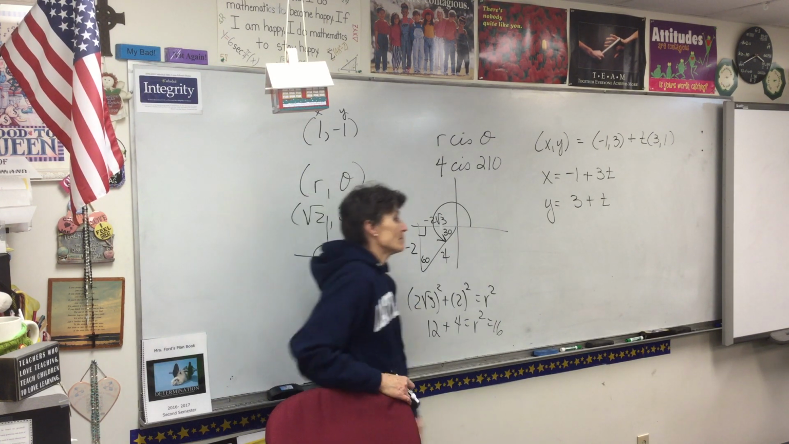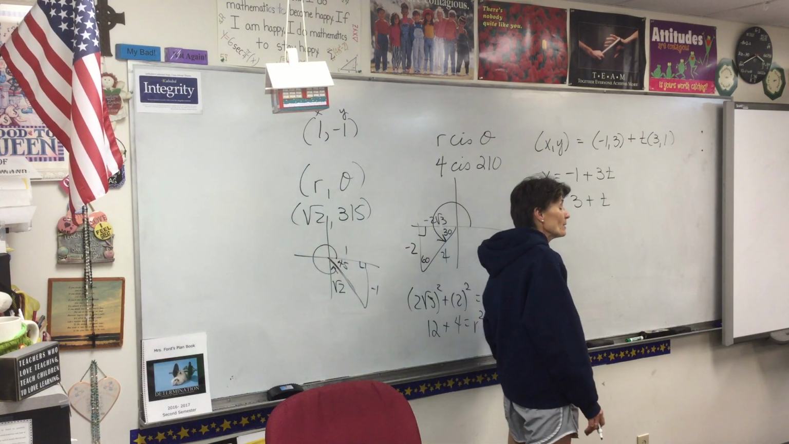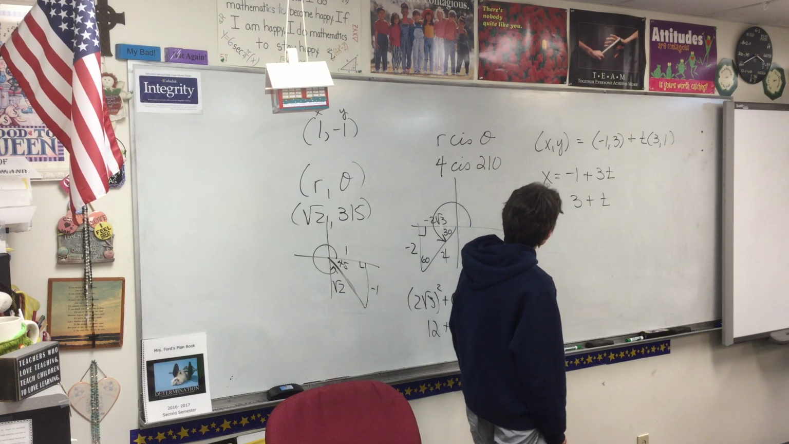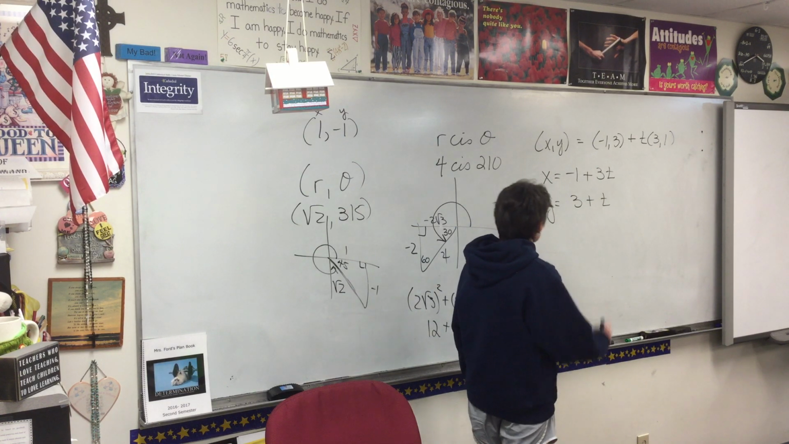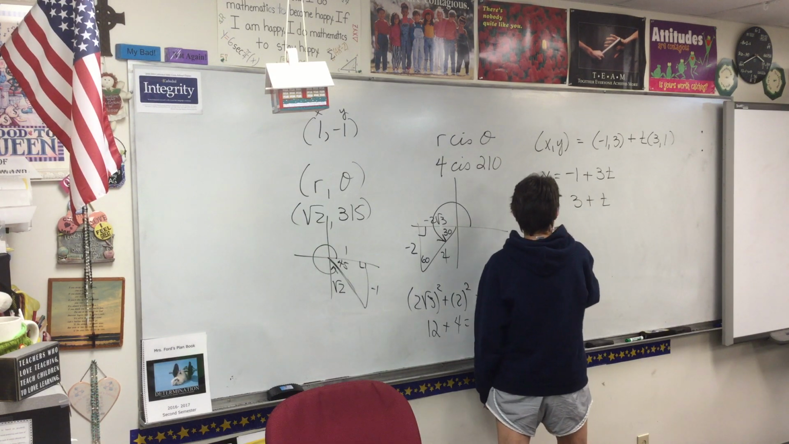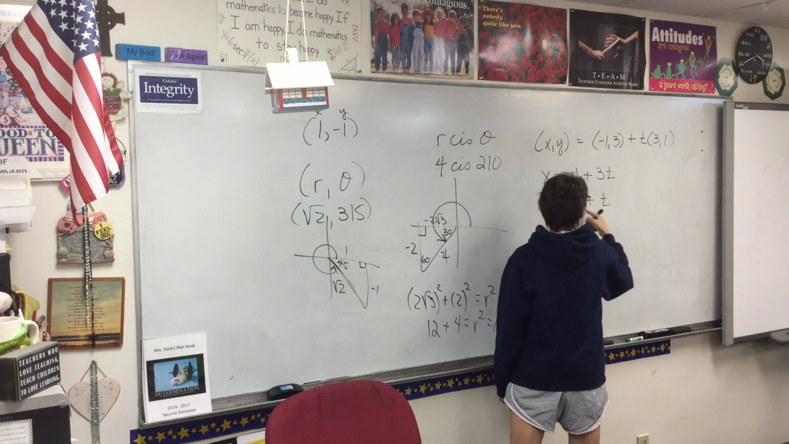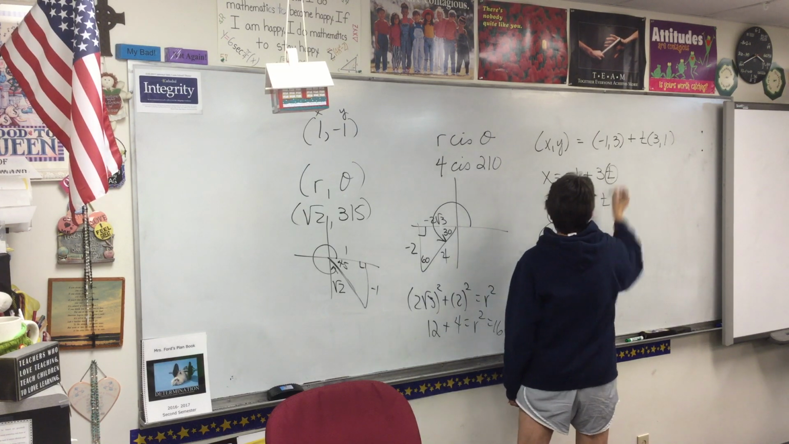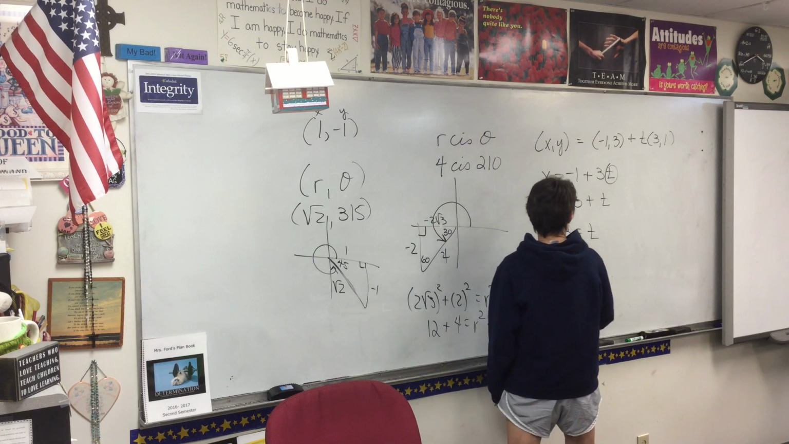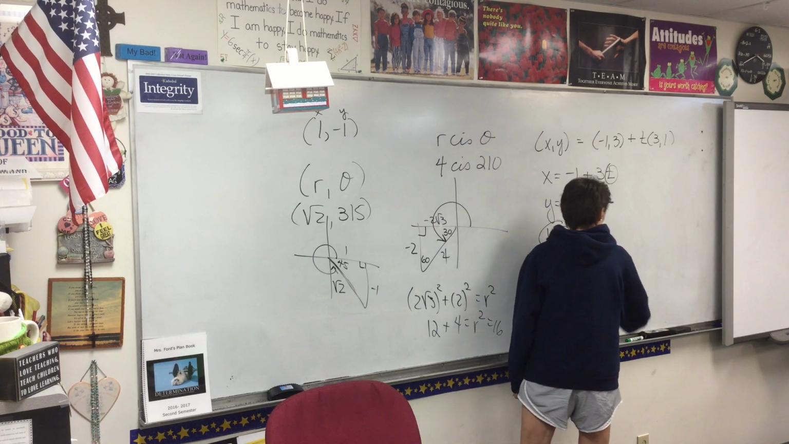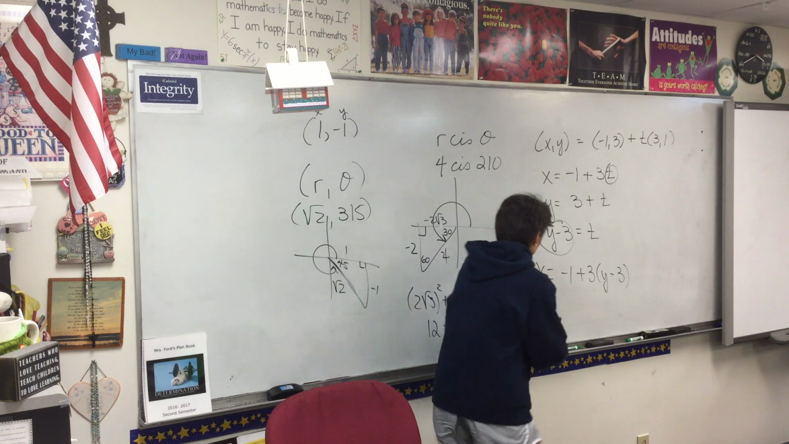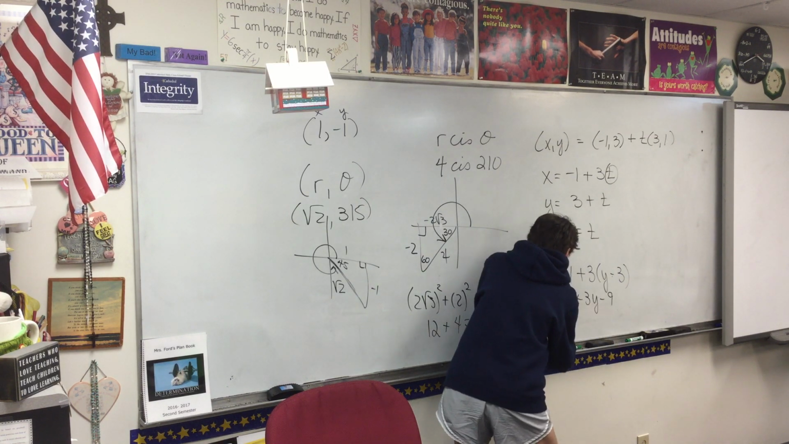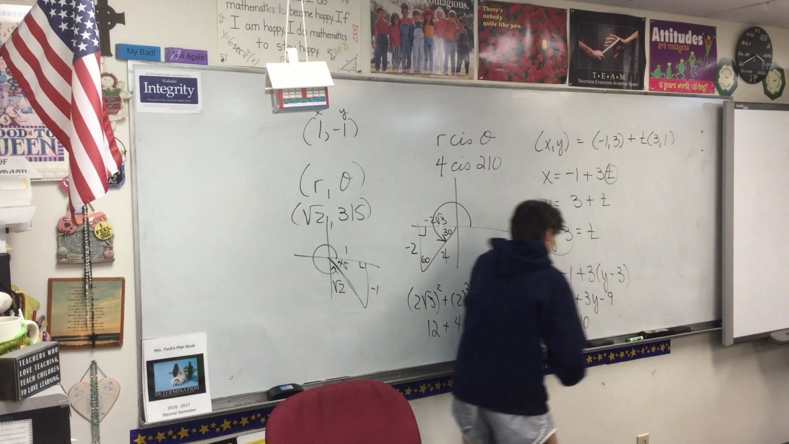Elimination. I could eliminate or substitute, right? I get rid of them the same way I get rid of everything I don't need. I either eliminate it or I substitute it out. So, if you do substitution, subtract the 3, y minus 3 equals t. So x equals -1 plus 3y minus 3. So x equals -1 plus 3y minus 9. 3y minus 10.